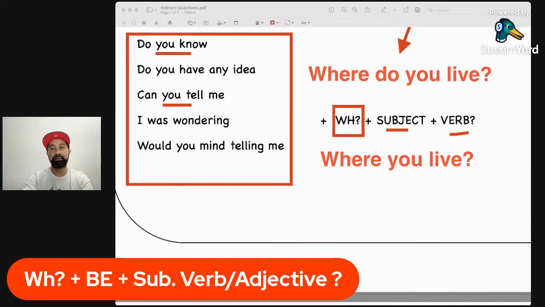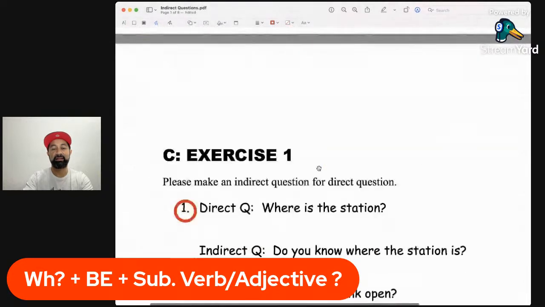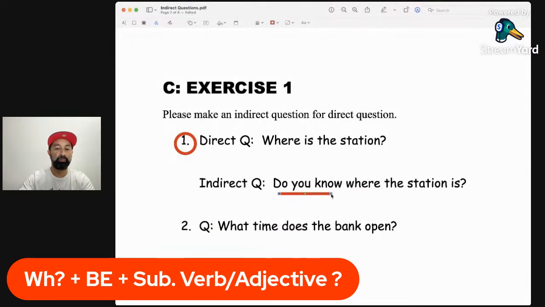So for this one, we're going to use do you know? And if you notice, next is my WH word. After that, I'm going to put the subject. Subject is the station. And finally, we finish with the verb is. Do you know where the station is? This is a much more polite way to ask that question.